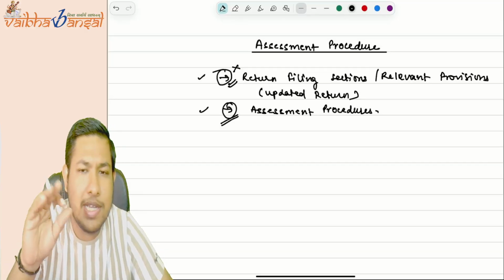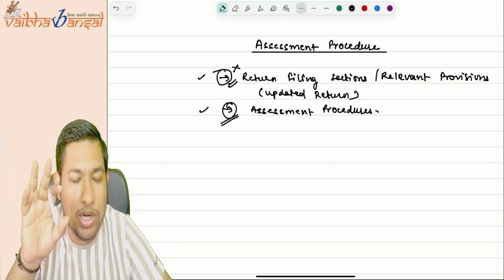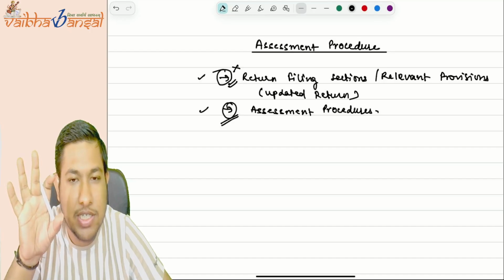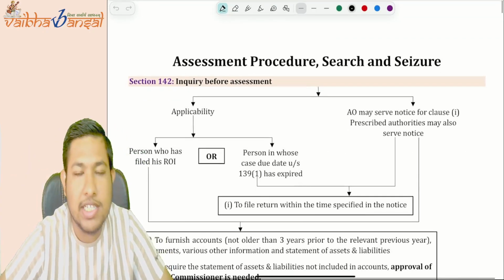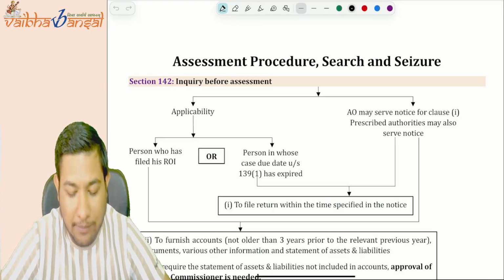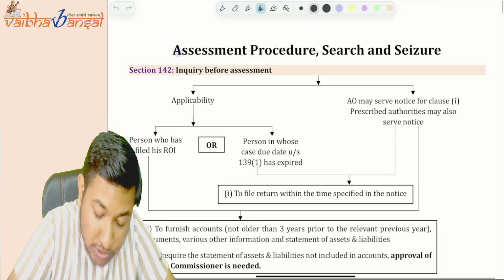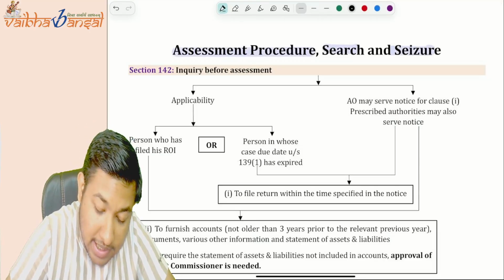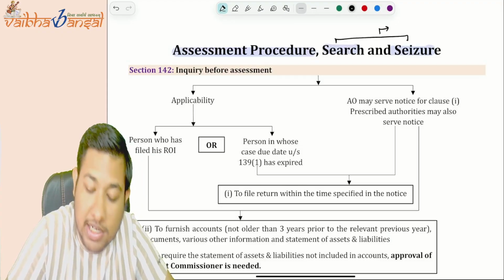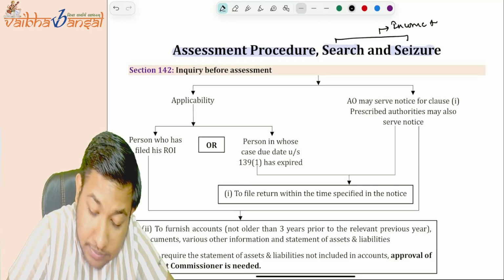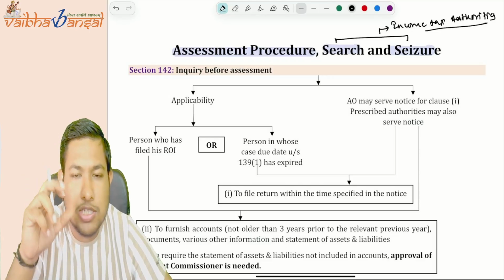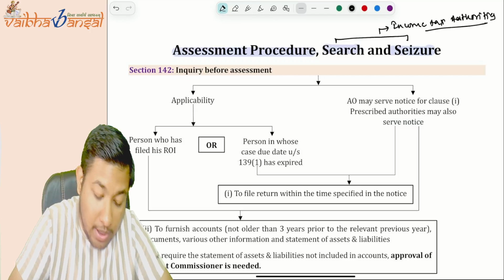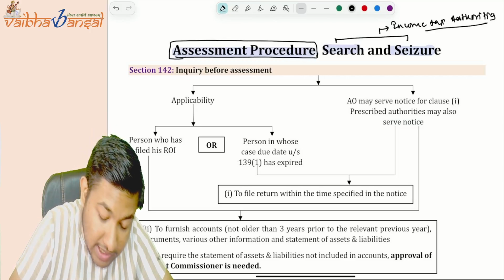In this batch, it is a practical batch. That is why I'm not going into the details of the conceptual part of the return filing provisions. I'm only going with the assessment procedure part. These are the notes already available on the Google Drive, made available to you: the assessment procedure, search and seizure. The search and seizure part we have already understood in the income tax authorities chapter, so I have not included it in this section. We have just completed that, starting with the assessment procedure.